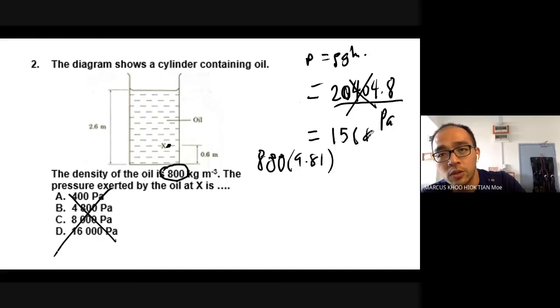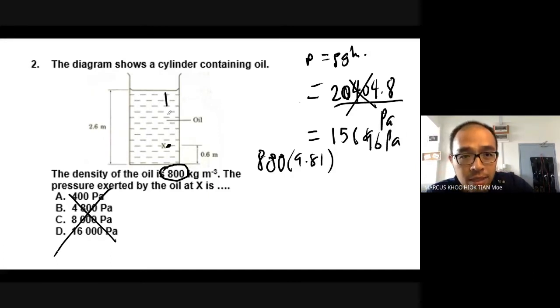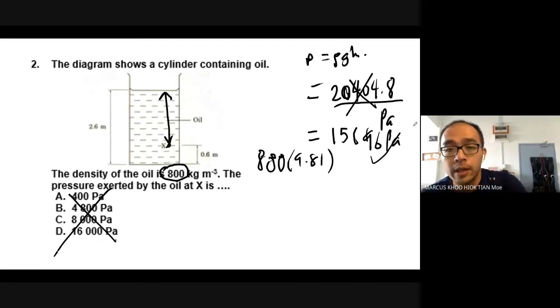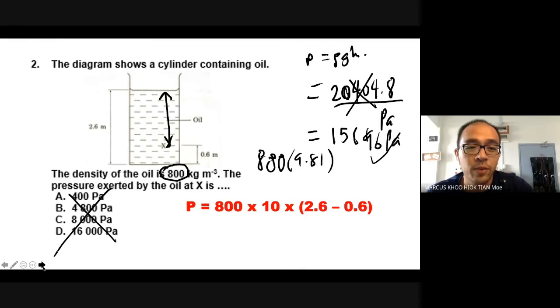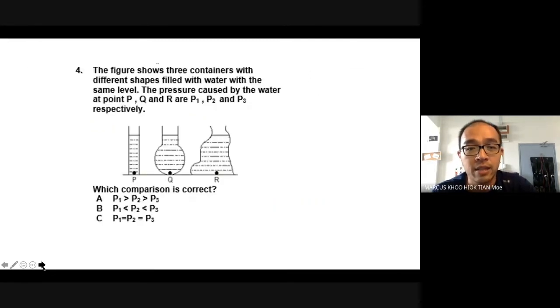The important thing, as I mentioned just now, is that the height must be from the surface to this point. So you must think about why they give 2.6 and then give 0.6 here. What is the trick here? Good job. Next question. I should have done a quiz on this instead of going one by one. Anyway, this answer is obviously wrong because they use 10, and we use 9.81.